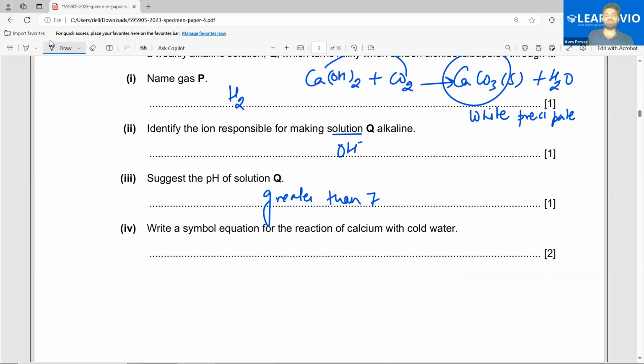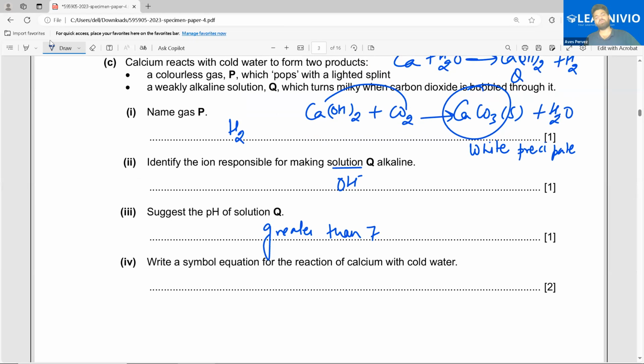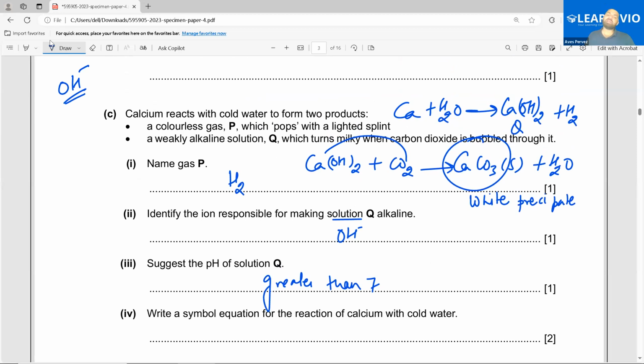Write a symbol equation for the reaction of calcium with cold water. We have done this one, so write all the chemical equations that we have written here. One is the reaction of Q with carbon dioxide to form calcium carbonate. Ca plus H2O gives Ca(OH) taken twice plus H2.